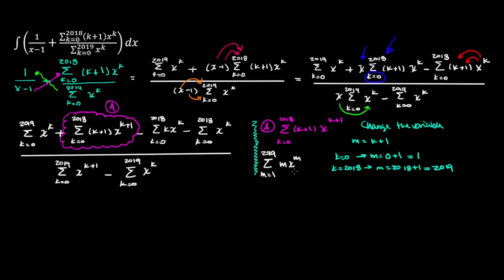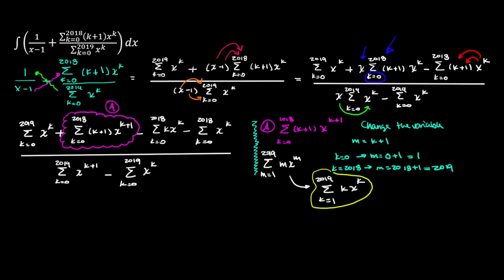Okay, but since m is a variable that constantly changes, we can use the original variable here. It's the same. K x to the k. So this would be the expression for a. This is the new expression for a.